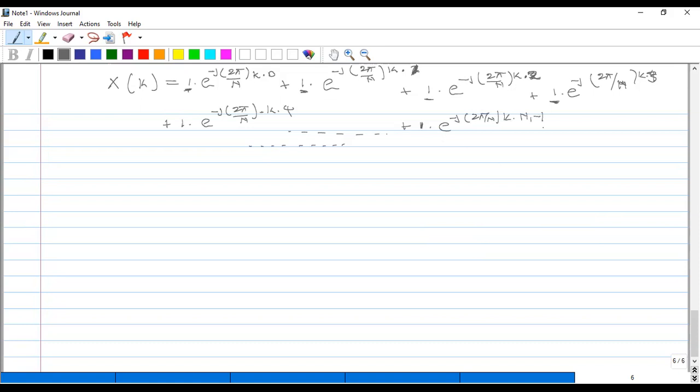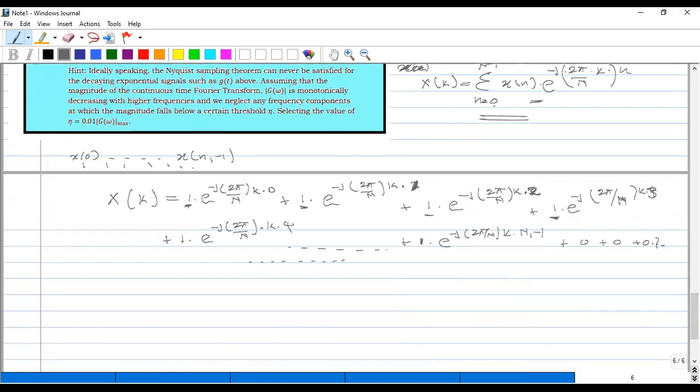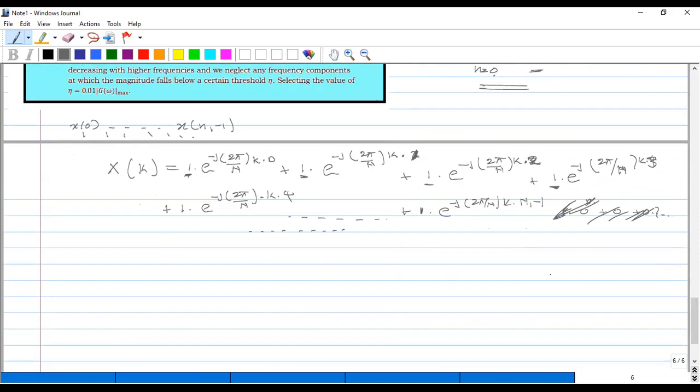The others will all be 0, because then x[n] will be 0. You can see all the others are 0 up to N. From N1 to N there are some added zeros, so we can neglect them. We need not write them, because they do not affect this series. So I think you can get the power series here, the finite power series. This is not infinite, it is a finite power series.